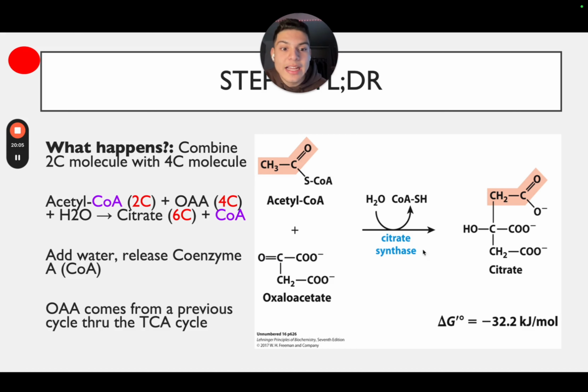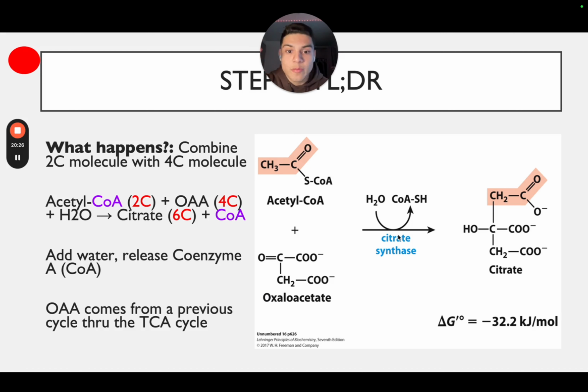So these two will combine via citrate synthase. It kind of hints at the name; it talks about the product. So it'll form citrate from the combination of acetyl-CoA and oxaloacetate. Now, this process is exergonic, meaning it's very spontaneous. It'll happen on its own.